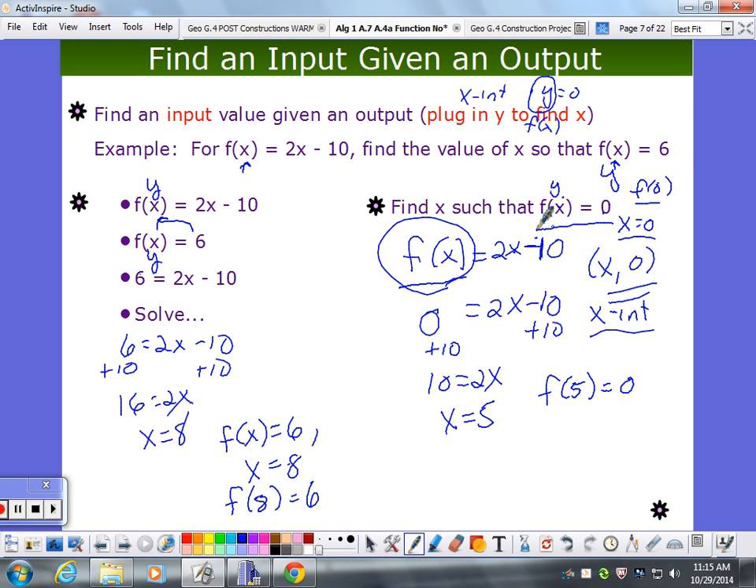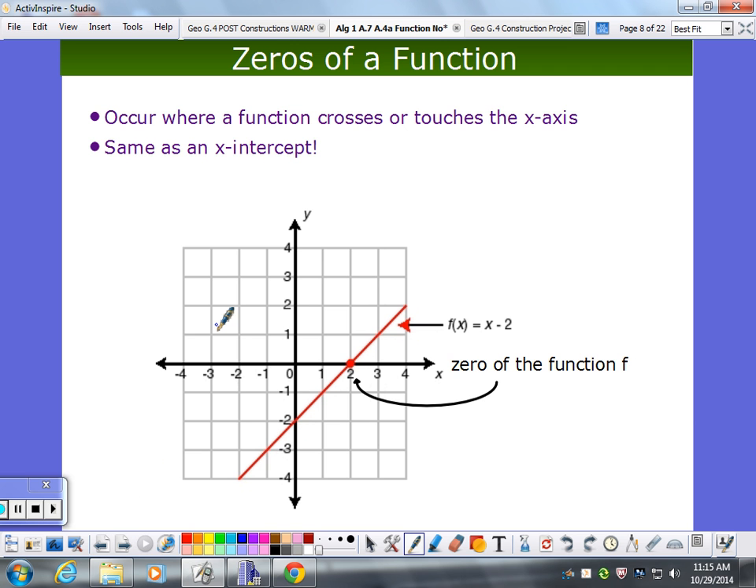You set the function equal to 0. We have another name for that, called the 0 of a function. We talked about this briefly last time. A 0 of a function, just a new term, is the x-intercept. It tells you where the f of x or the y equals 0. That would be here. This is called the 0 of the function. Set the function equal to 0.